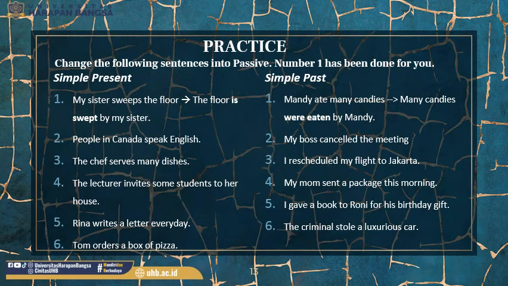Now continue next to the practice. I have 6 sentences for you. Your job is to change the following sentences into passive. Jadi tugas kalian adalah mengubah bentuk kalimat aktif menjadi pasif ya, baik pada simple present maupun simple past. Number 1 has been done for you ya. Nomor 1 sudah dikerjakan, jadi silahkan kerjakan dari nomor 2 sampai 6.